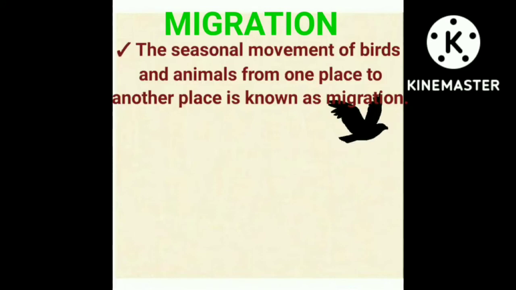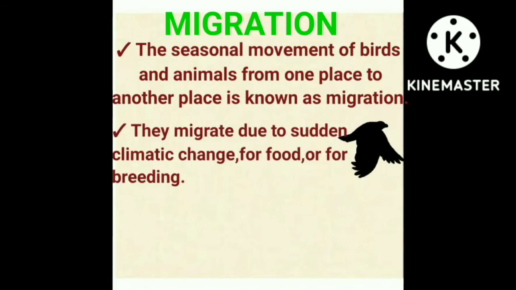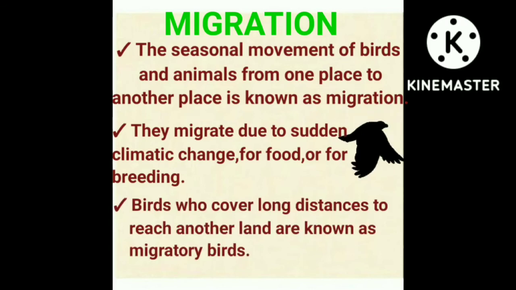The seasonal movement of birds or animals from one place to another place is termed as migration, and the migration of birds and animals is due to sudden climatic change or for food or for breeding purposes. They migrate to optimize their living conditions by moving to areas which are warmer and have more food. Some animals migrate to breed. Birds who cover long distances to reach another land are known as migratory birds. They fly to faraway areas for laying eggs, as the weather in their natural habitat becomes very cold and inhospitable.